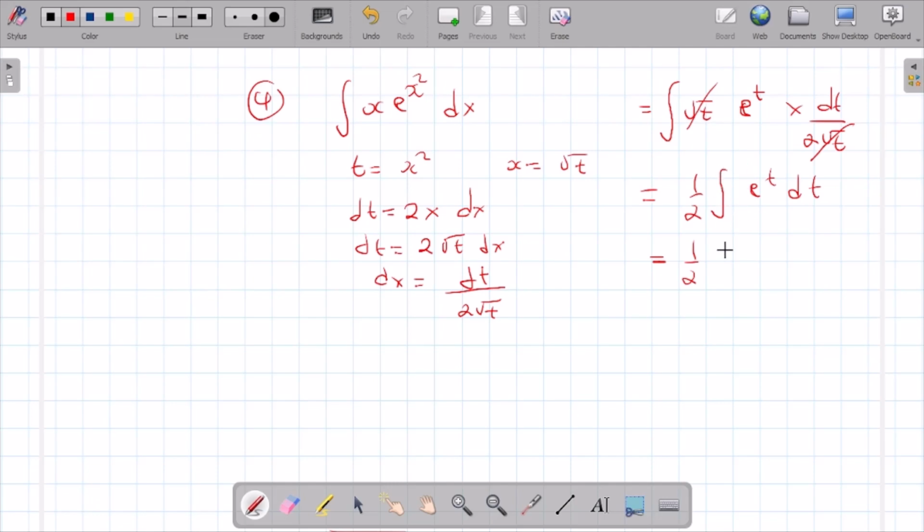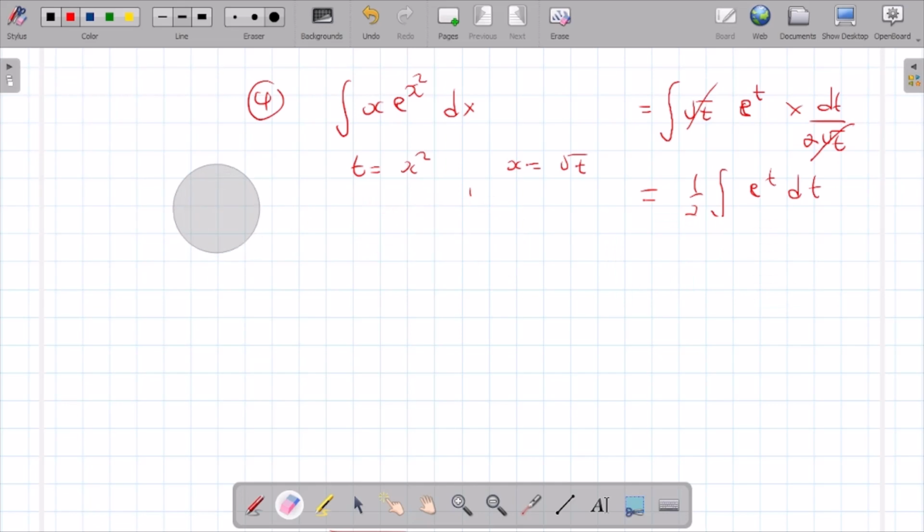It is e to the power of t plus, now we need to resubstitute here. We need to go back to our original variable, which is x. So we have half multiplied by e to the power of, now what is t? t is x to the power of 2, plus the constant of integration. This means that we are done with this problem. So we move to the next problem. All right. So problem number 5.